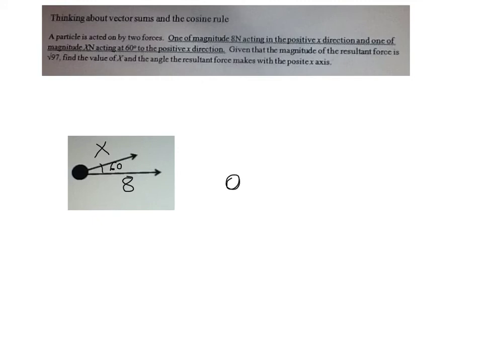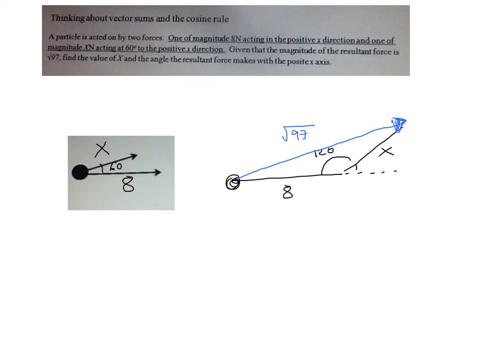If I draw it like that, we've got 8 across, then we're going off at this angle. This is a length of x, and this angle here was 60, so this angle here is 120, and the resultant force is where you end up, the result of the two, and we're told that it has a magnitude of root 97. I hope you can see that using this way of thinking about it, with vector sums, where we put the vectors on the end of each other, if there's only two, then what that gets you is a triangle, and hopefully we can use the cosine rule to solve this.